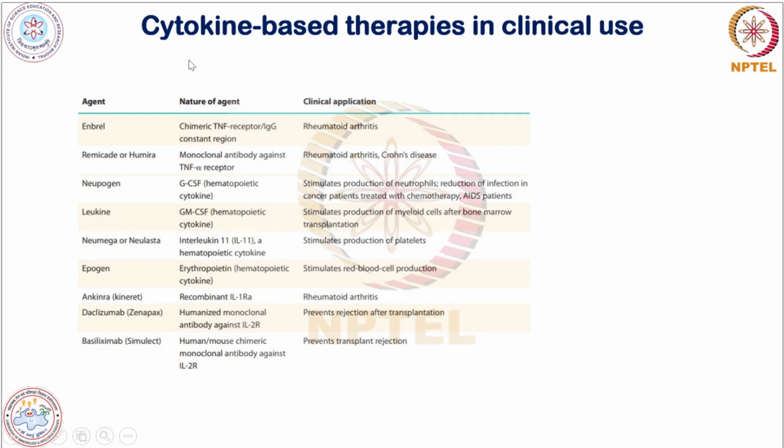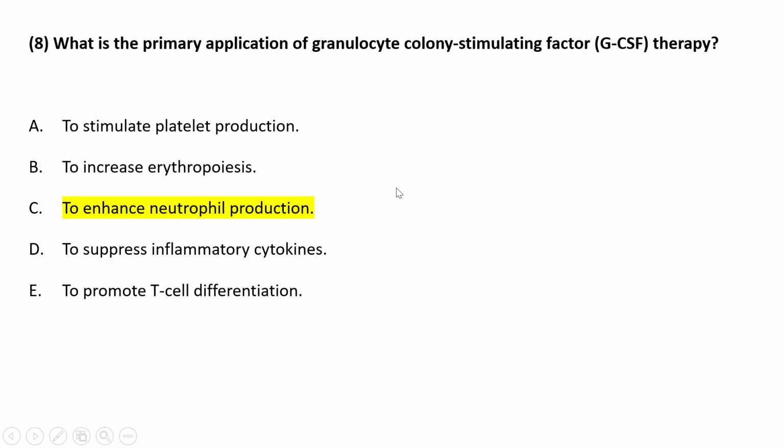So from here we can see that GCSF stimulates the production of neutrophils, reducing infection in cancer patients treated with chemotherapy and AIDS patients. So its role is to stimulate the production of neutrophils. The application of GCSF therapy is to enhance neutrophil production.